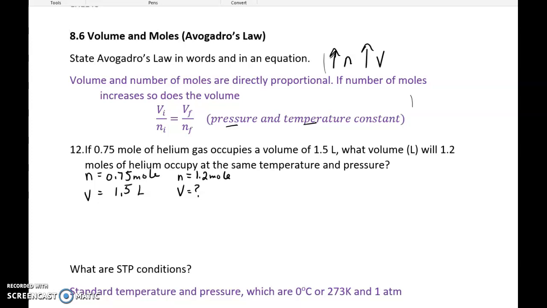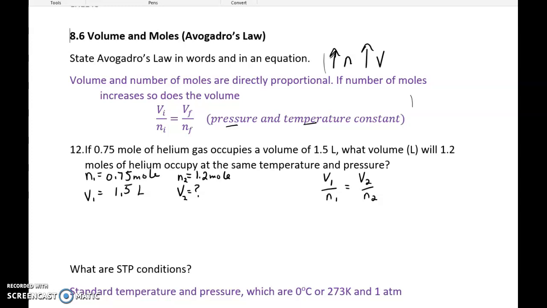So we've got our equation up here. We've got volume 1 over number of moles 1 equal to volume 2 divided by number of moles 2. Let's put some numbers behind these. These are our first values, and these are our second values. Make sure we have them set up so they go together.